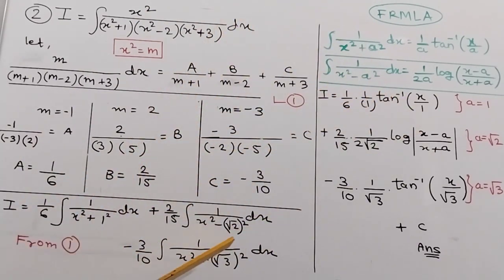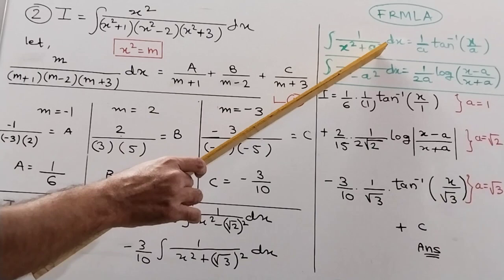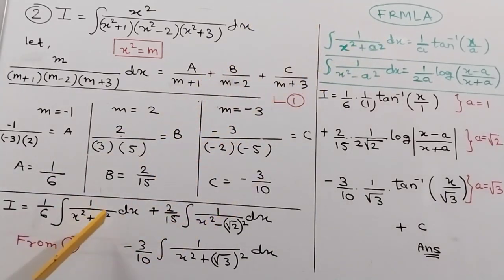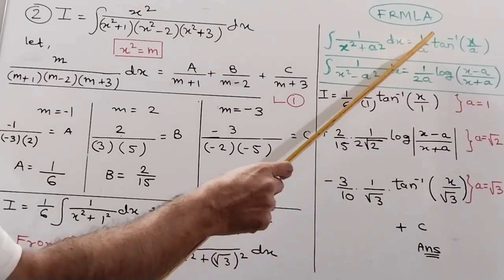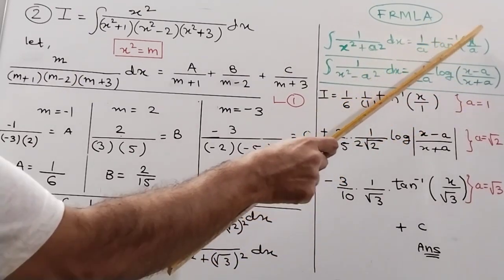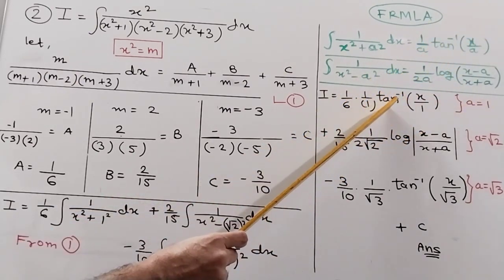And then once you all do this correctly, just check the formula A. Now here A is what? A square. Here it is 1 square. So A is 1. So I put in this 1 upon 1 tan inverse x upon 1. First part done.